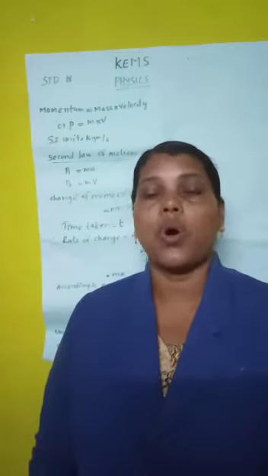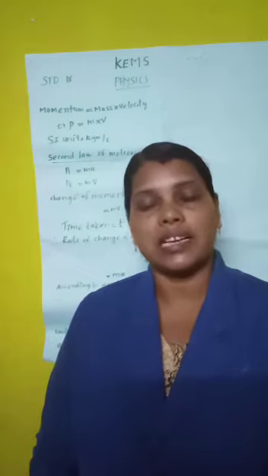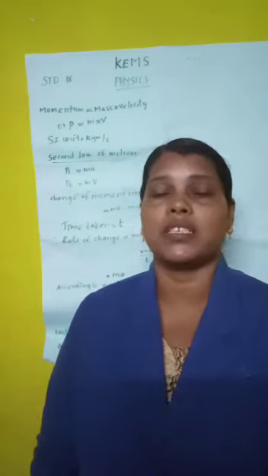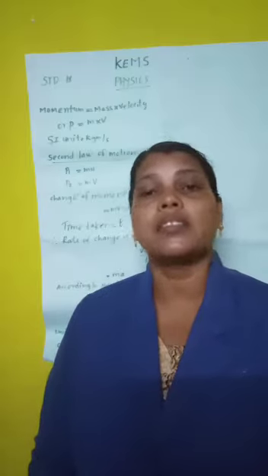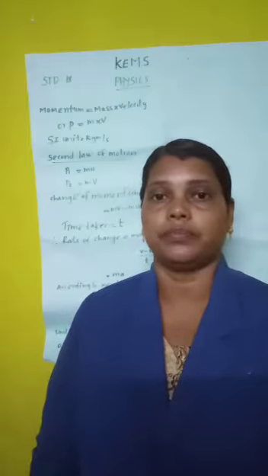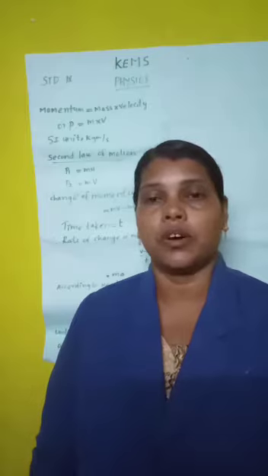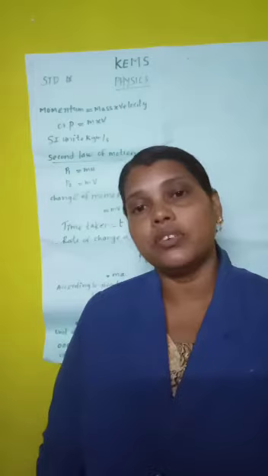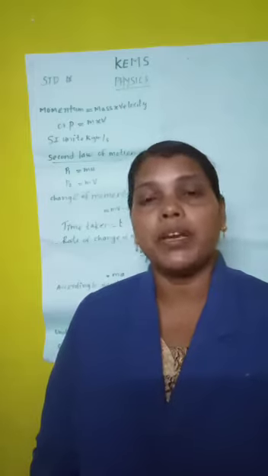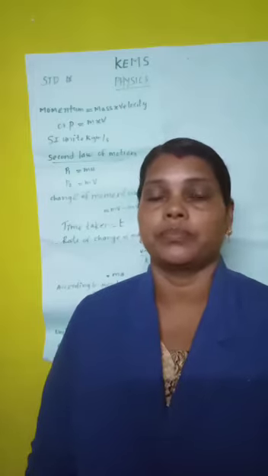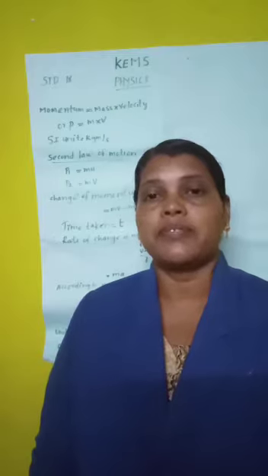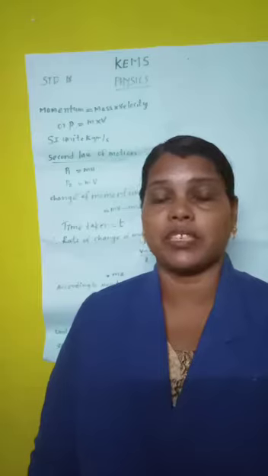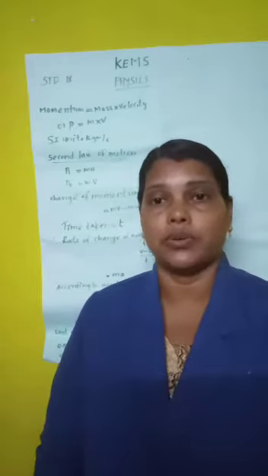From all these observations, we can conclude that the impact produced by a moving object depends on its mass and velocity. So, the product of mass and velocity is called the momentum of a body. Momentum is a physical quantity which gives the combined effect of mass and velocity.